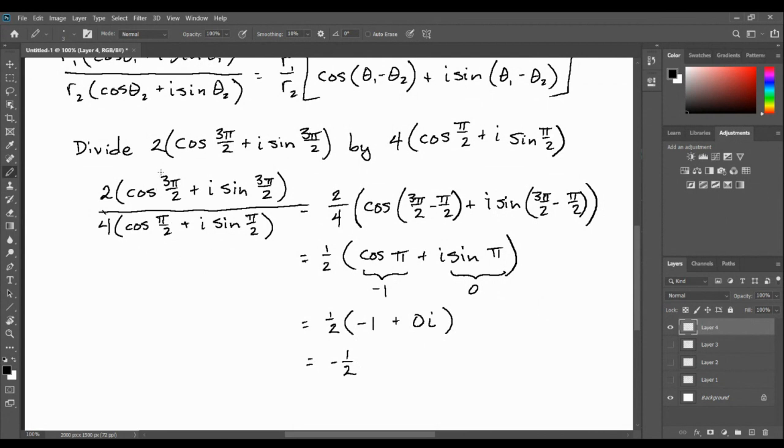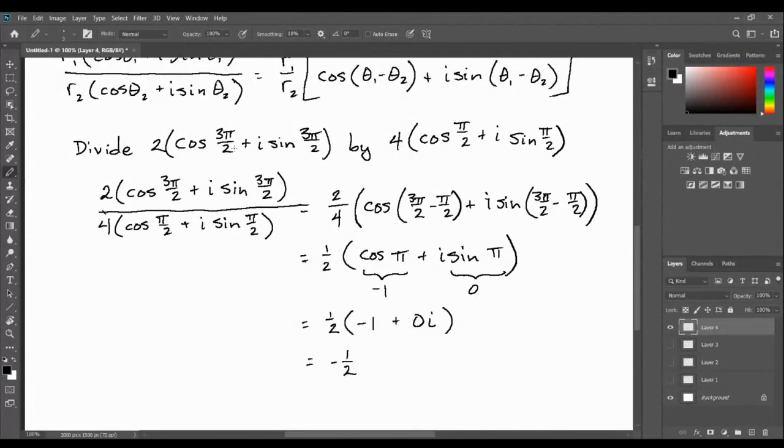So dividing 2 cosine 3 pi over 2 plus I sine 3 pi over 2 by 4 cosine pi over 2 plus I sine pi over 2 is -1/2. Sometimes it works out easier to do this method than just to worry about the standard notation.